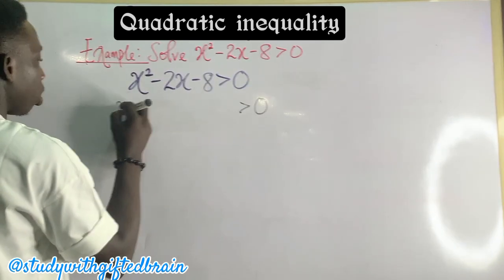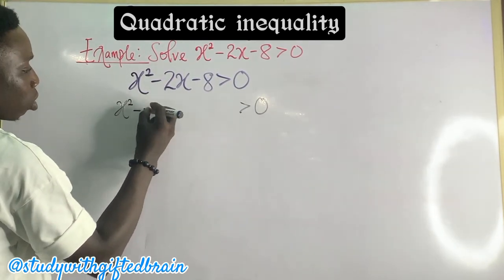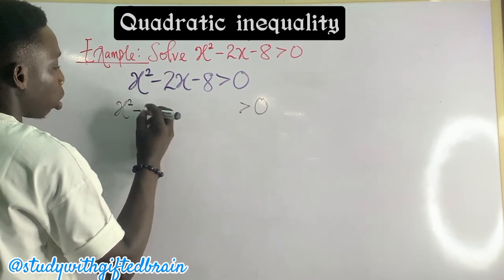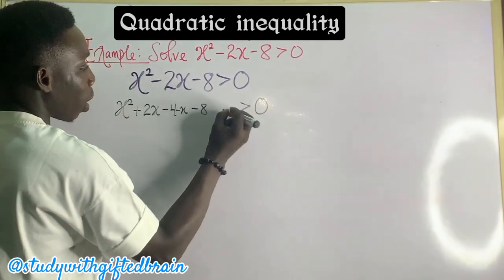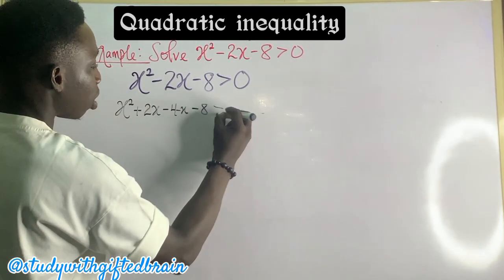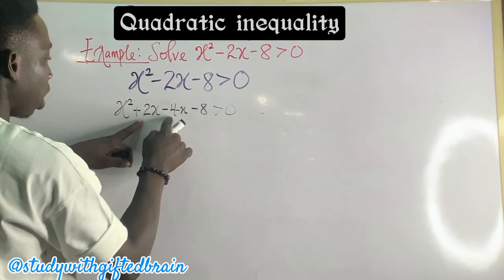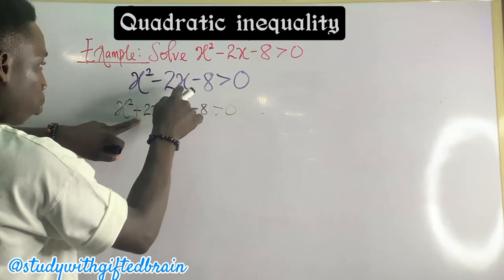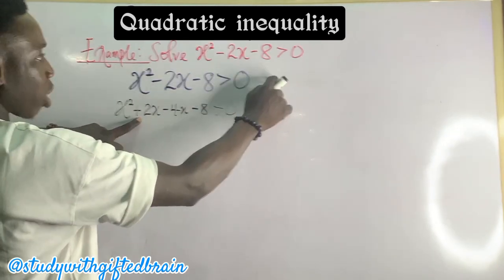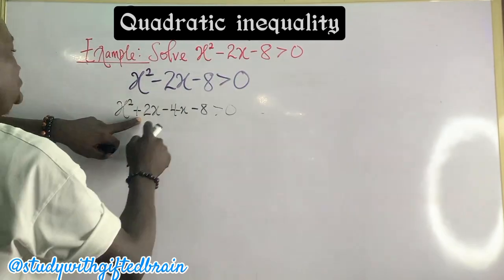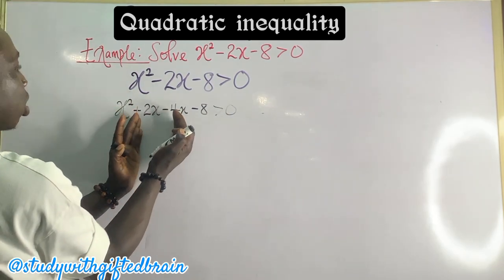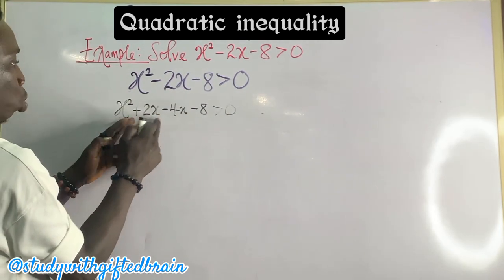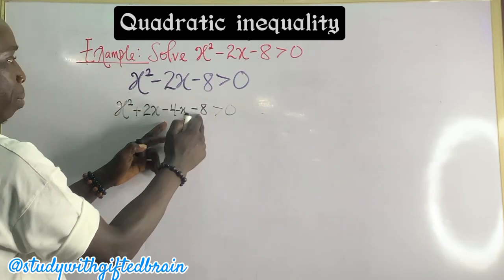So from there, factorizing, we have x squared plus 2x minus 4x minus 8. When you are factorizing, you put the two numbers you get in the middle: plus 2 times x will give me plus 2x, and minus 4 times x will give me minus 4x. Plus 2x minus 4x gives me minus 2x back, and I have minus 8.